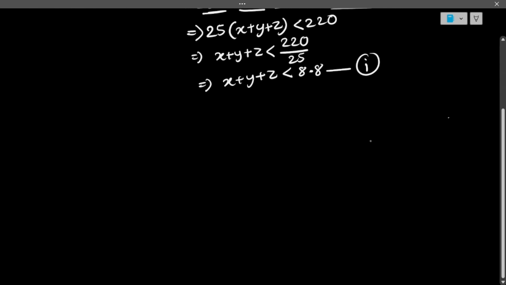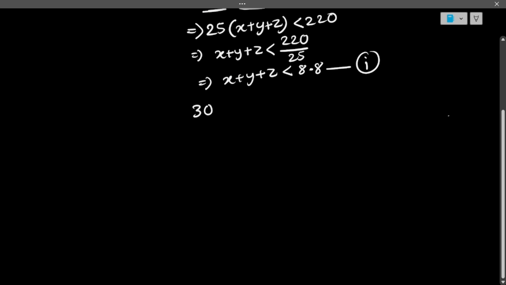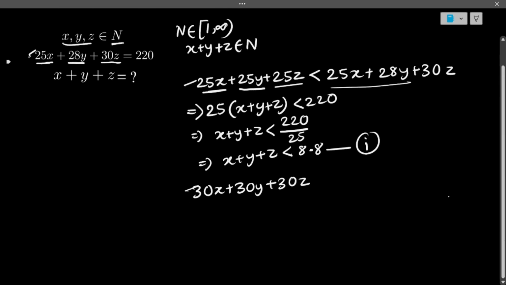Now let's take another quantity, 30x plus 30y plus 30z. Now we will compare these two quantities. Now see the coefficient of z in this quantity is 30 and also the coefficient of z in this quantity is 30. So those are the same. But the coefficient of x in this quantity is 30 but in this quantity it is 25. So 30 is greater than 25, right? And the coefficient of y in this quantity is 30 but in this quantity it is 28. So 30 is greater than 28.